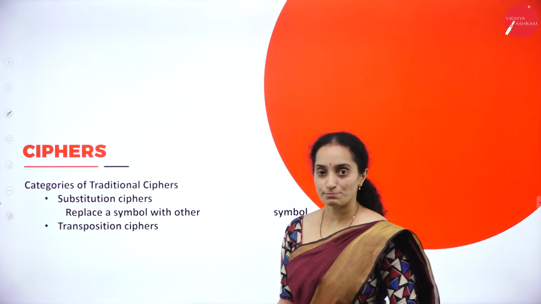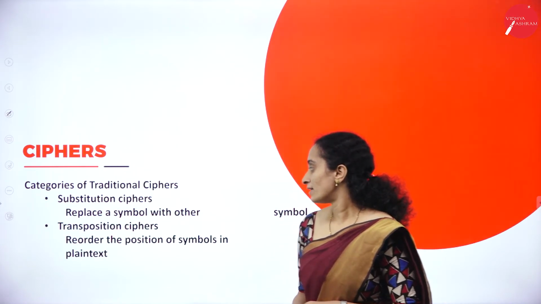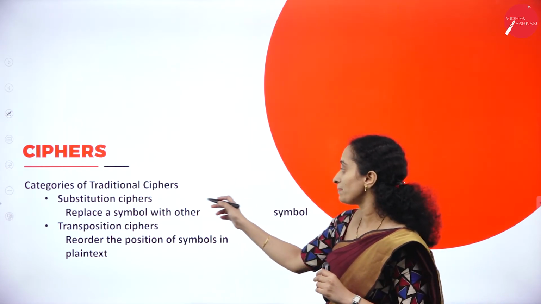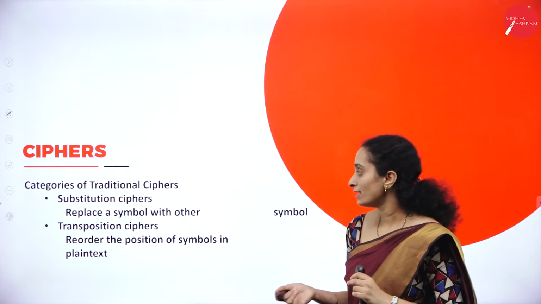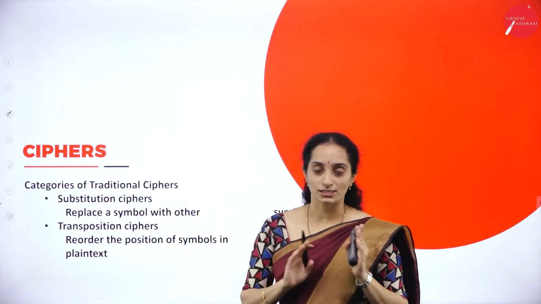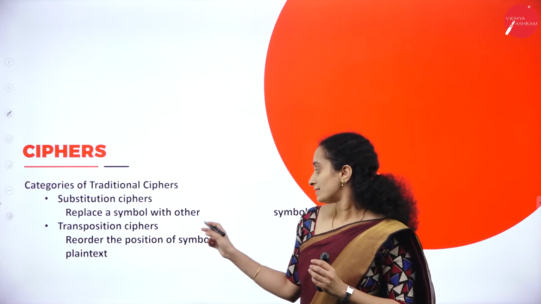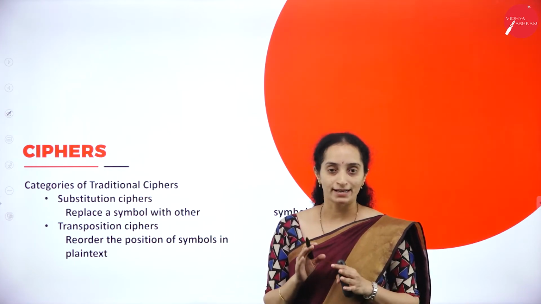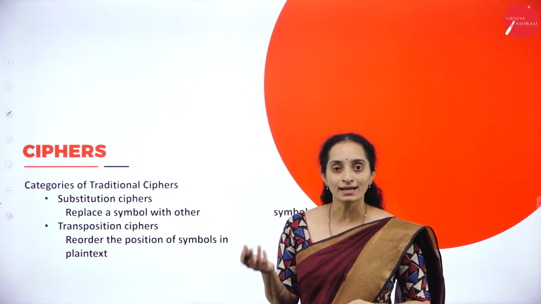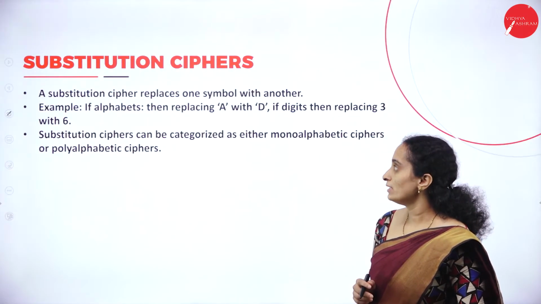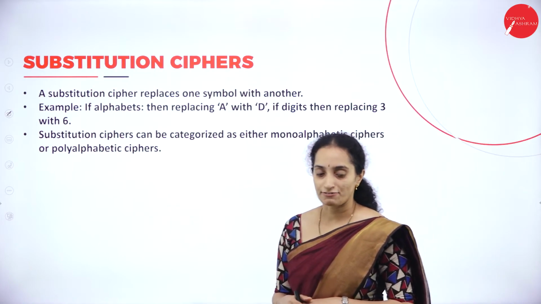Next we have transposition ciphers. Reorder the position of the symbols in the plain text. This is replacing, substituting. Another one is transposition, changing the position of the alphabets or symbols in a plain text, which will generate the ciphertext. Now we shall look into the substitution ciphers.